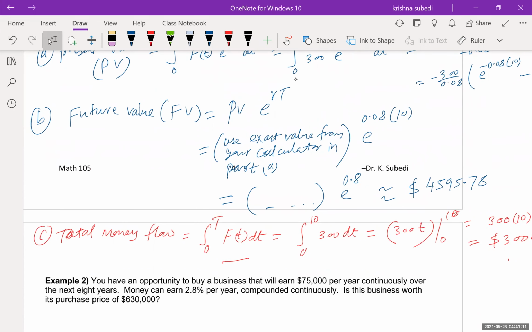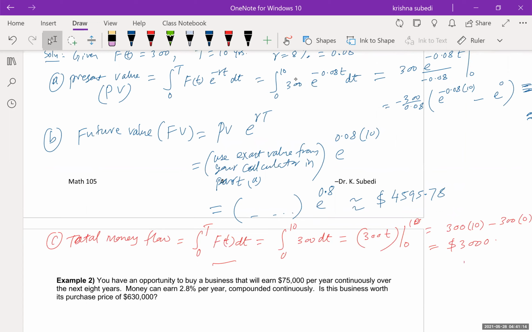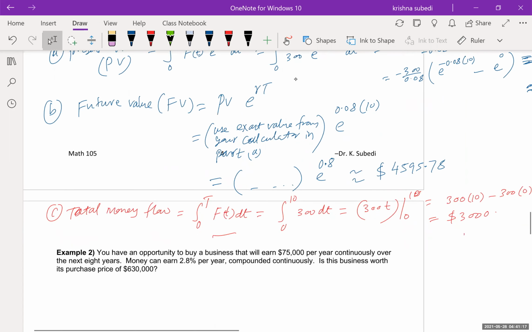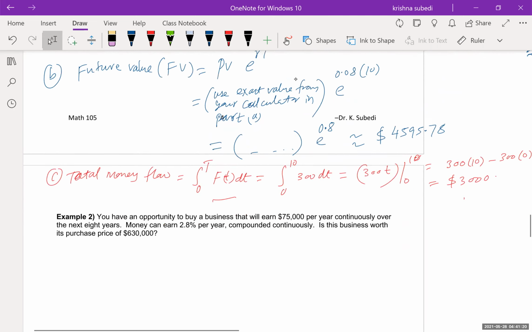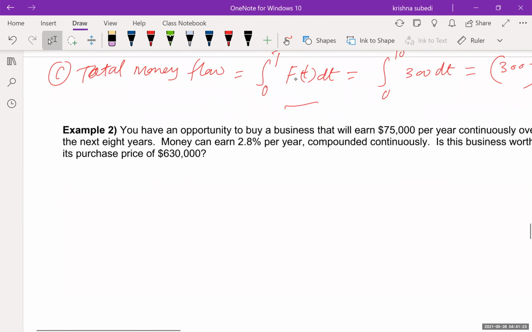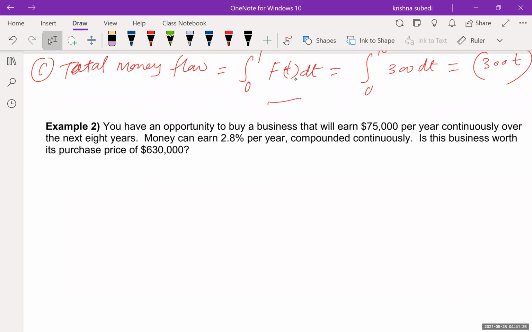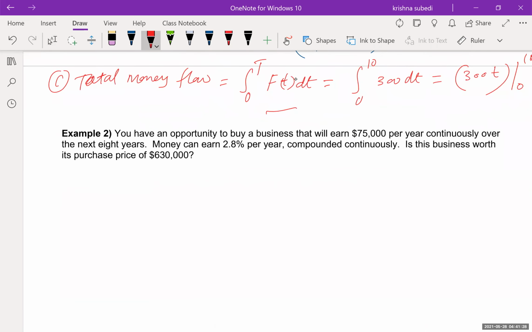Now, let's work example 2. So example 2 is a little bit interesting compared to example 1. Let's look at this. You have an opportunity to buy a business that will earn 75,000 per year continuously over the next 8 years.